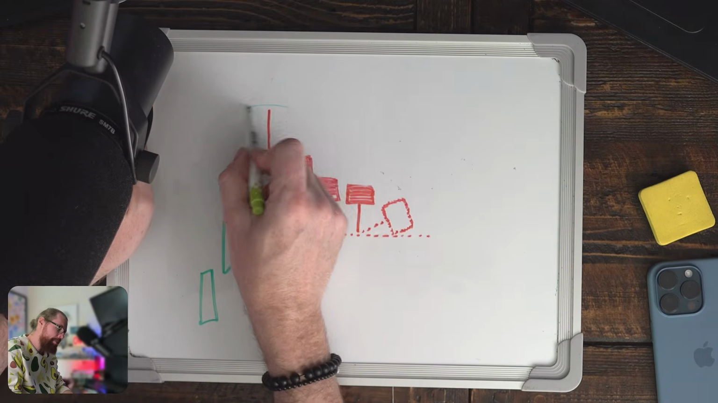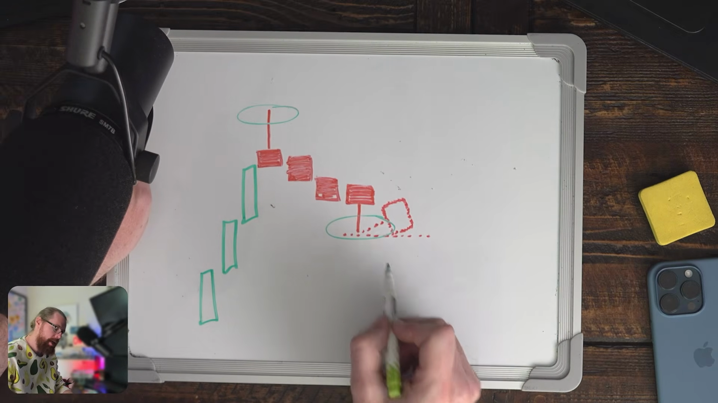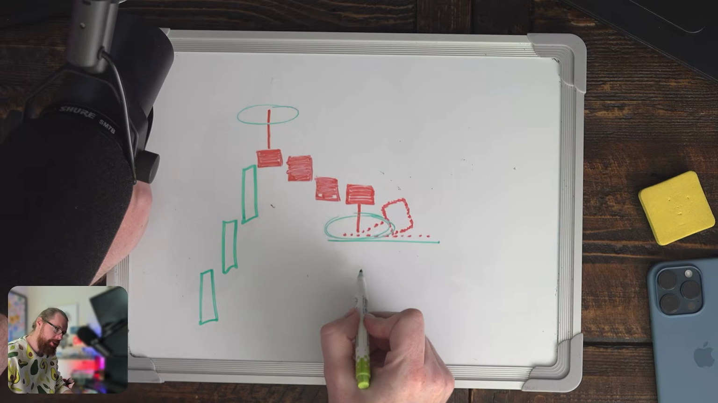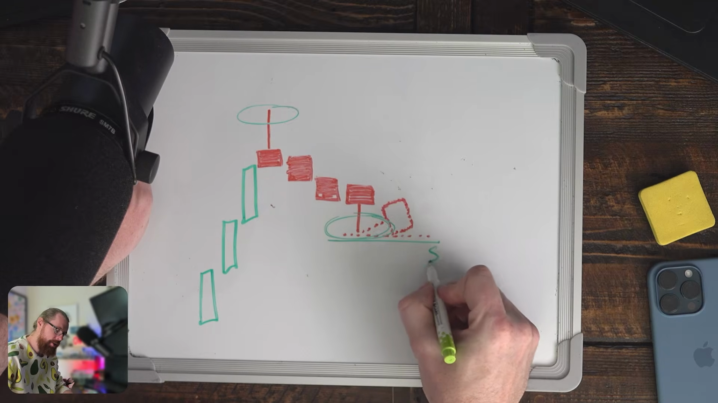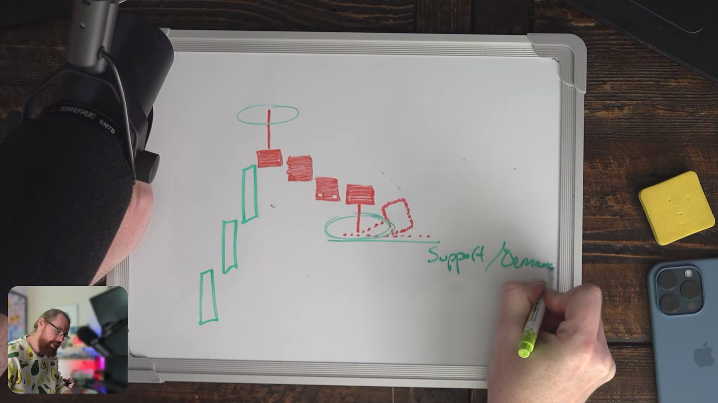You're going to have these topping tails up around resistance. You're going to have these bottoming tails down around support. Areas of support have demand. See the bulls? The bulls bought the stock back up. So this is support / demand. There are buyers down here.